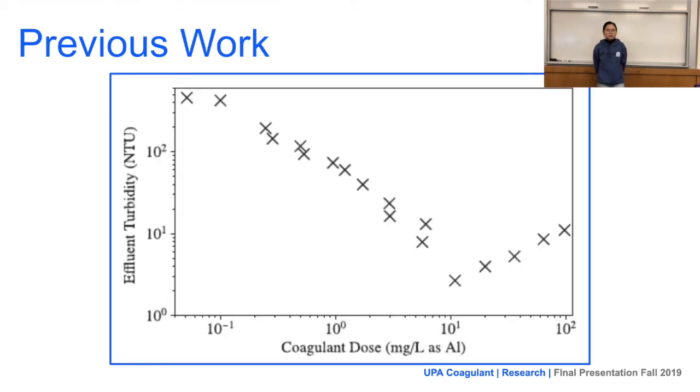Previously, a grad student named William Pennock conducted very similar research where he varied his coagulant dosage from 0.05 to 98. As you can see in this graph, as the coagulant dosage increases, the effluent turbidity decreases, which means that there is an improvement in the performance of the floc blanket. However, as it reaches a certain point, the effluent turbidity increases again, which means that the floc blanket is failing.